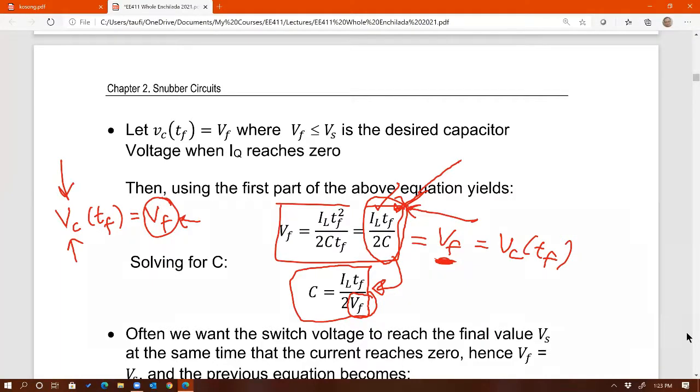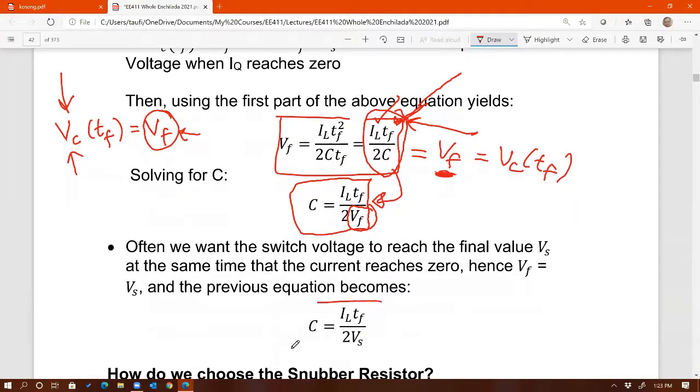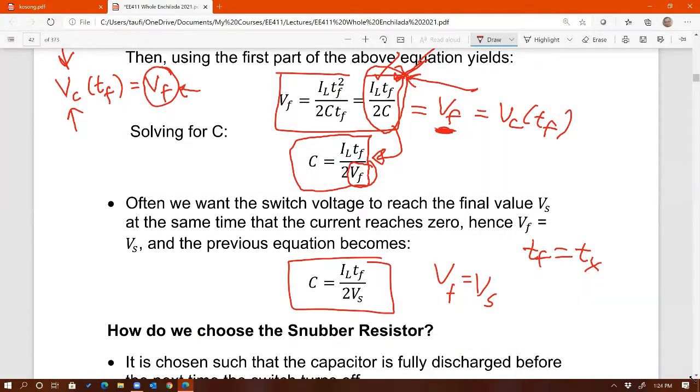Sometimes you want VF to be equal to VS. If that's the case, go ahead and plug in VF equal to VS, and that equation now becomes this equation. Again, this is only true if VF is equal to VS, which implies that TF is equal to TX. Any questions on this? Okay.